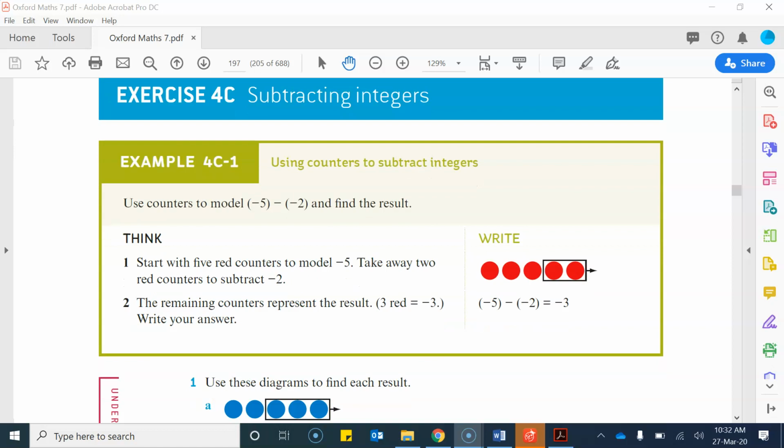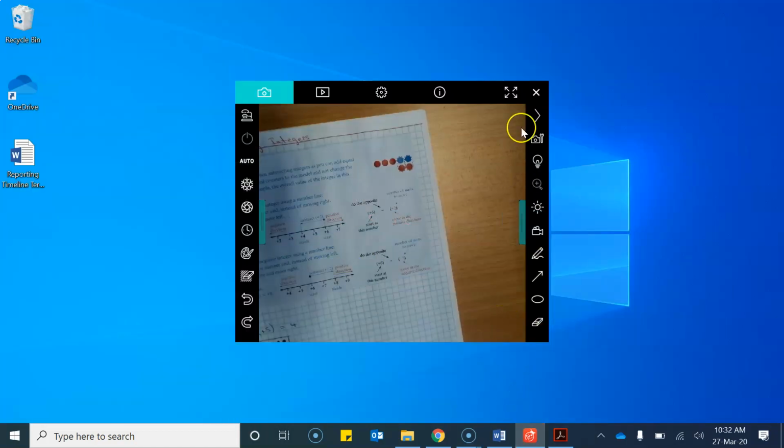So we'll have a look at an example here. Charlie, can we just get that door shut, please?